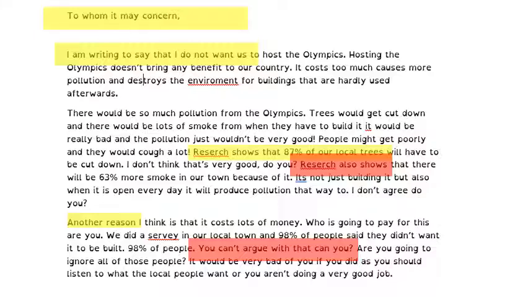Further down, we've got "research shows that 80% of our local trees will have to be cut down." This is okay, it's use of statistics. I'm not quite sure I buy that statistic. I don't think that any Olympics being hosted in a country or an area is going to result in nearly 90% of the trees being cut down. And I think we've discussed in lesson, haven't we, that if you're going to use a statistic, it has to be believable. Remember, the top level of this mark scheme is called convincing, and I'm not quite convinced by this one.